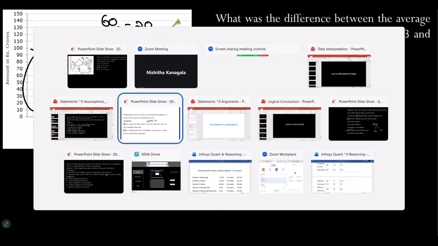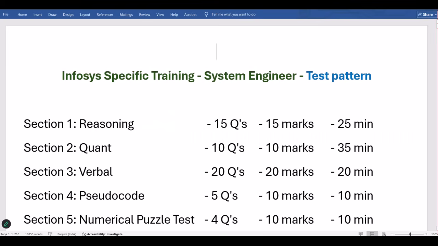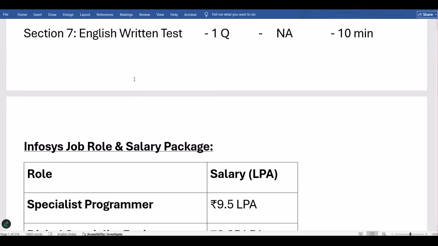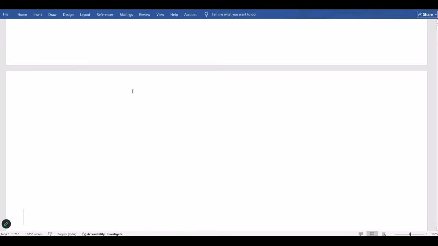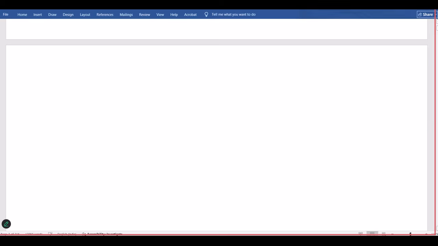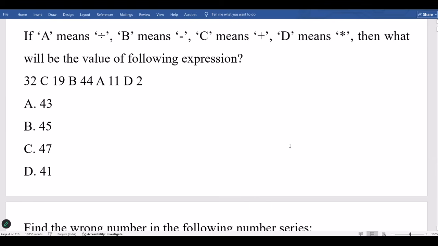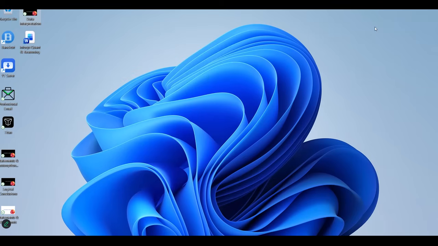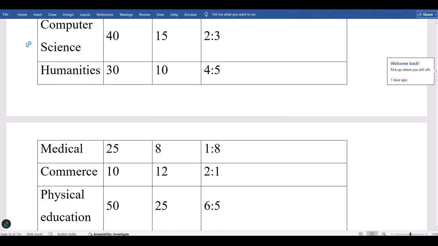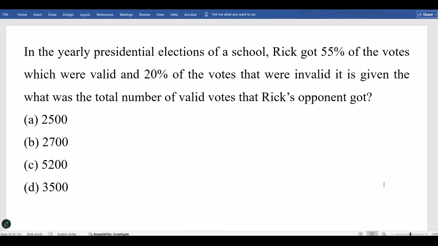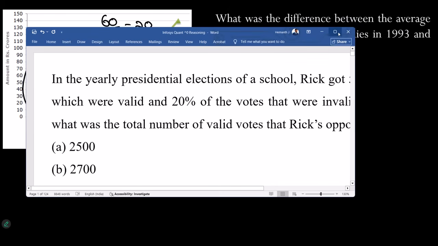Right. Now let's have a look into a different set of things. You people are all aware of those test patterns and all. That's not a big problem. Let's talk about this question. They have given recently a question related to percentage, that too related to the voters concept. That is why we are discussing this.